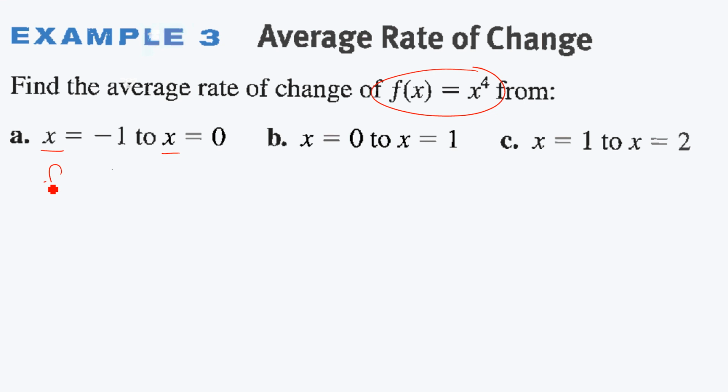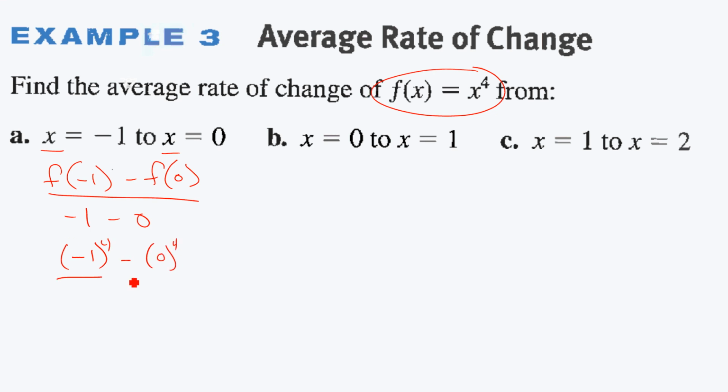So we're going to say f of the first x minus f of the second x over the first x minus the second x. If we plug -1 into this, this would be -1 to the fourth minus 0 to the fourth, divided by -1 minus 0, which is just -1. So -1 to the fourth is 1, minus 0, over -1. And so that is -1. That's your average rate of change. Let's try the next one.